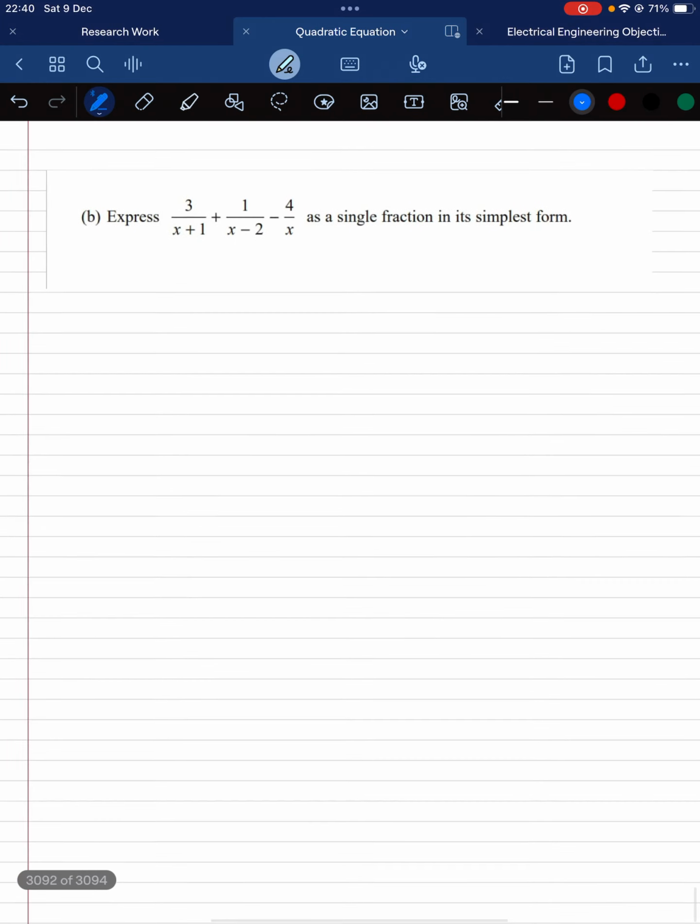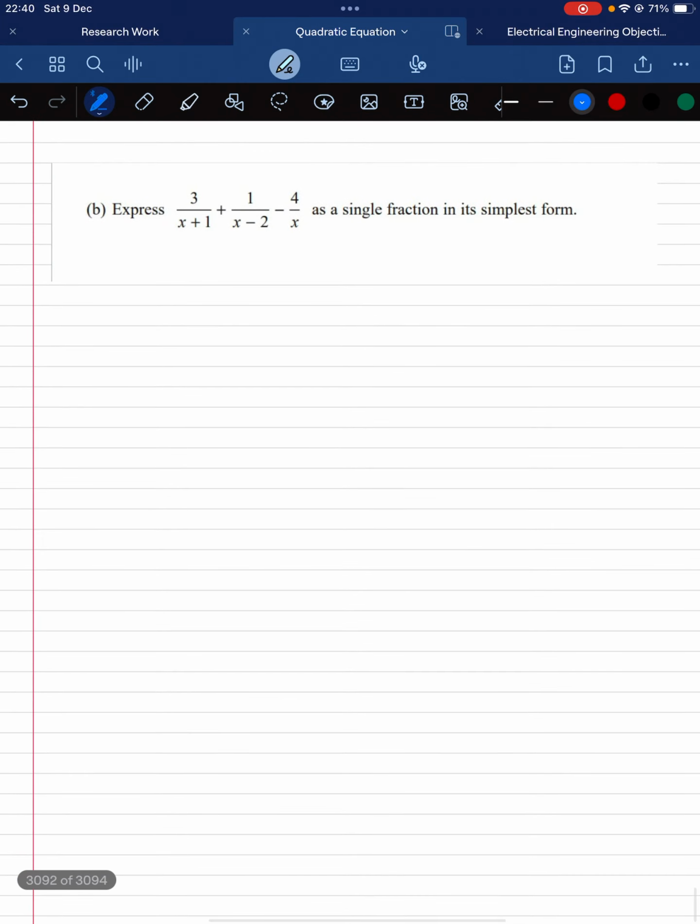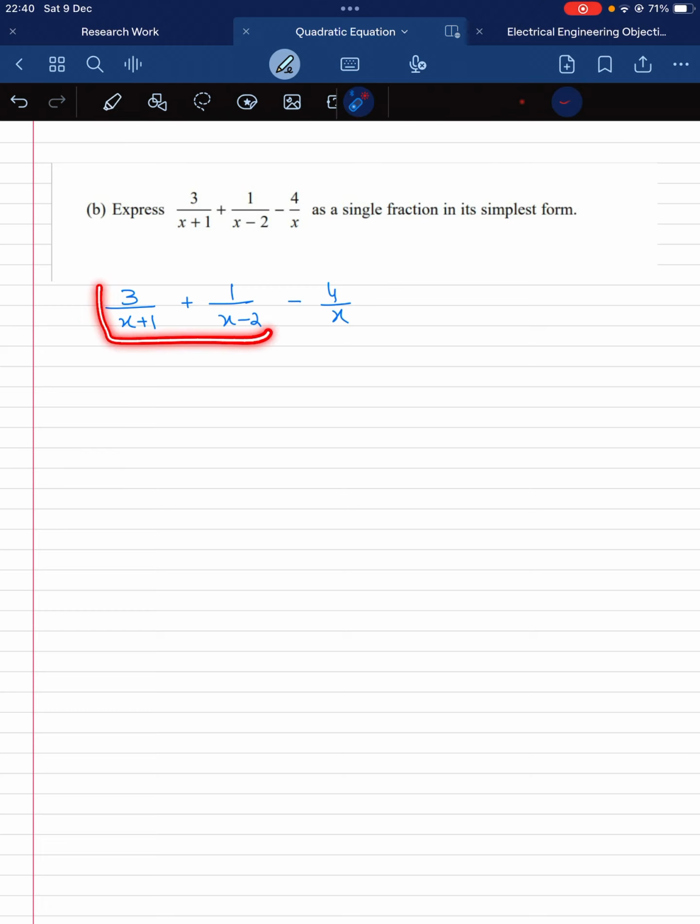The next question is, you have to write it as a single fraction. We have covered this type of question in the last video. Now you can write the question like this: (x + 1)/... 1 over x minus 2 minus 4 over x. So you can solve these three at a time, or you can take two at a time. There are two methods.